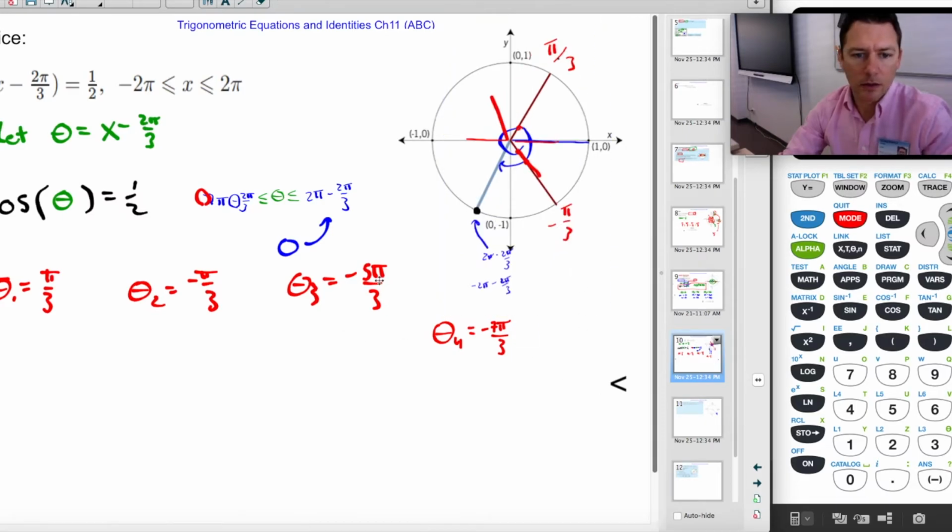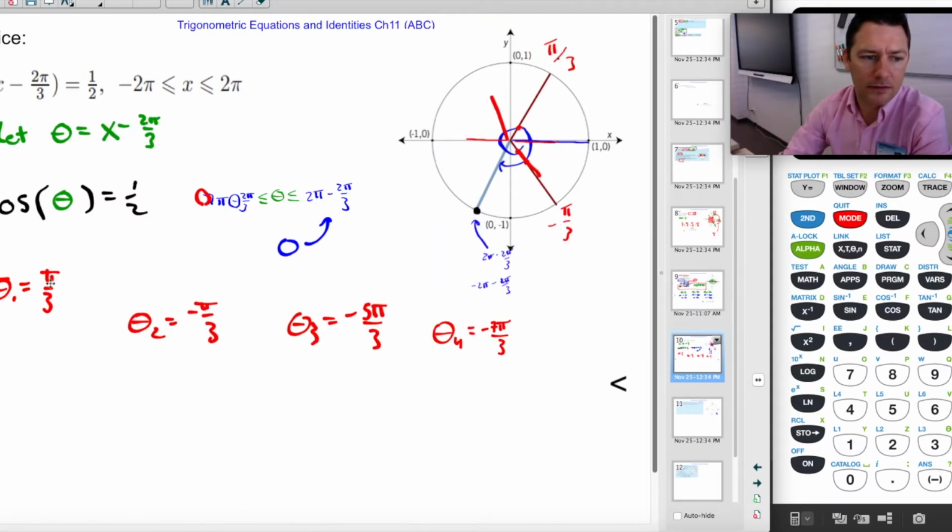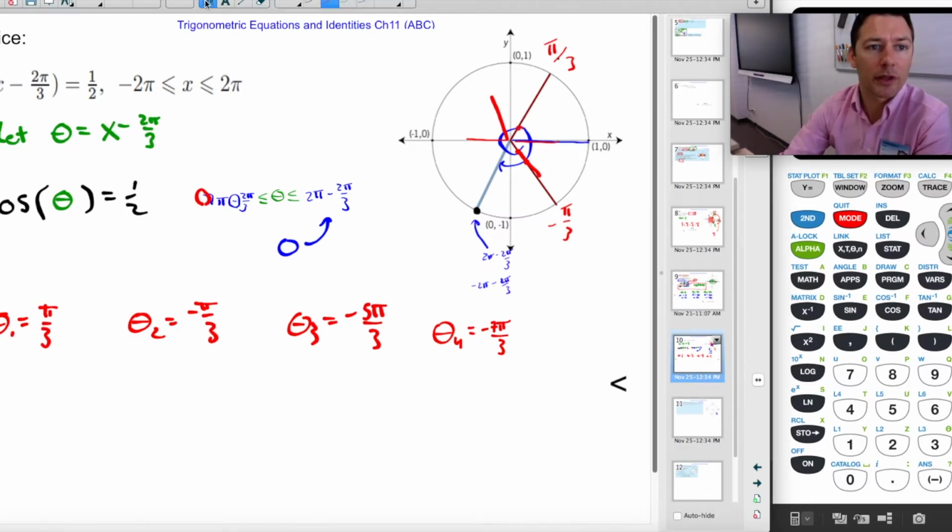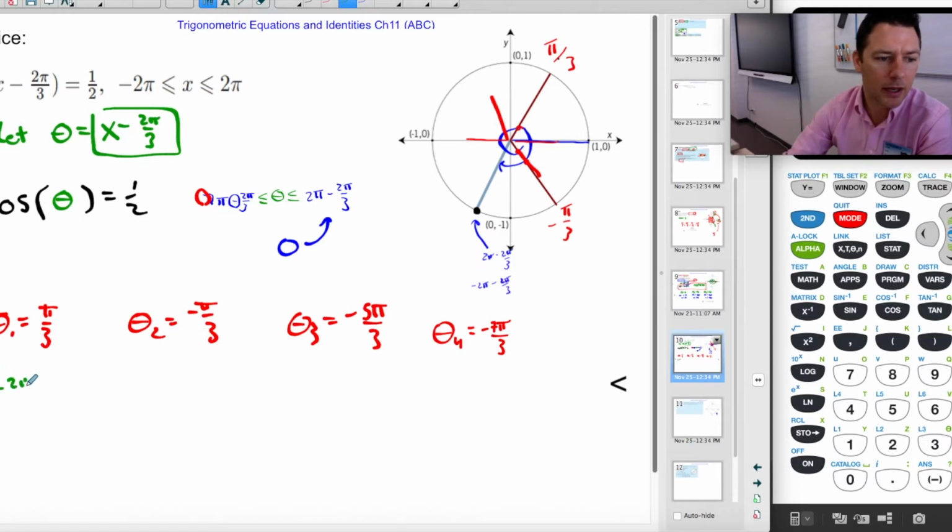The problem is that it's not theta we're looking for, but x. And so we're going to replace our theta with this, right? We're going to say, oh, really, this is x minus 2 pi thirds equals pi thirds. So if you add 2 pi thirds to pi thirds, you get x is 3 pi thirds, otherwise known as just pi.